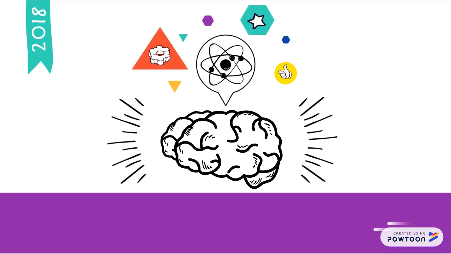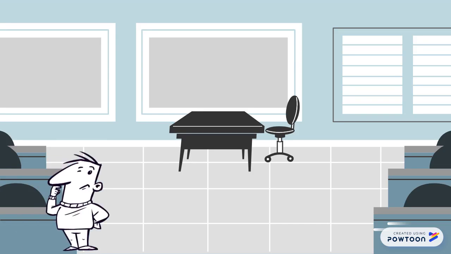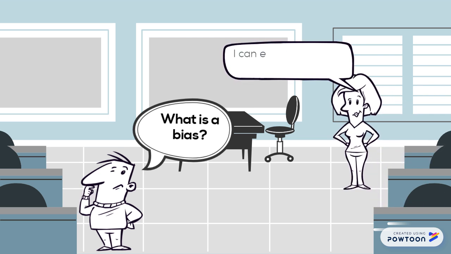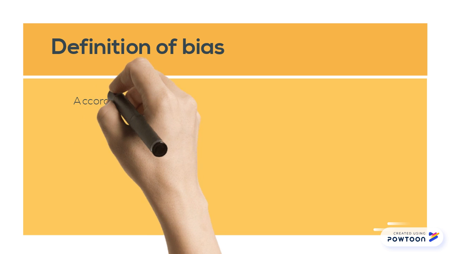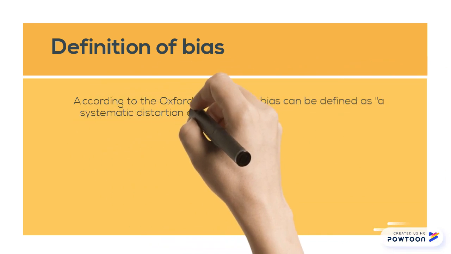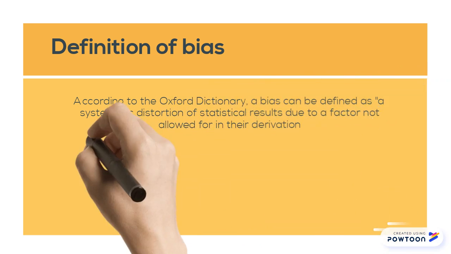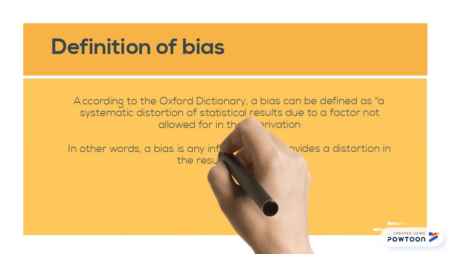In this video, we are going to talk about recruitment bias. What is a bias? I can explain to you what a bias is. According to the Oxford Dictionary, a bias can be defined as a systematic distortion of the statistical results due to a factor not allowed in their derivation. In other words, a bias is any influence that provides a distortion in the results of a study.